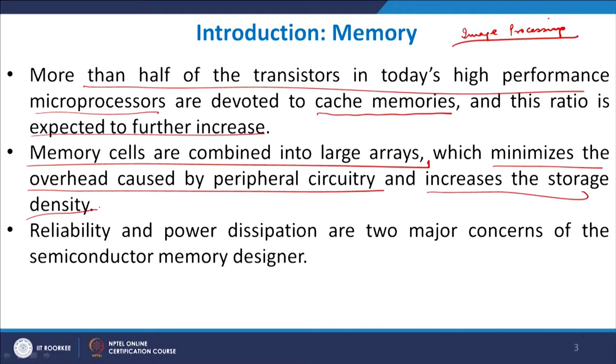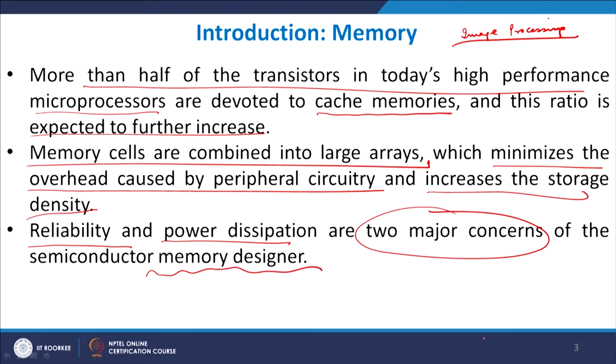The two important problems in a semiconductor design are, first, reliability, and second, power dissipation, and these are the two major concerns of a memory designer. When I say reliability, I mean: are you able to reliably retrieve the value of the data from the memory core to the external port, or reliably write the value of the external data onto the memory? What is your access time, what is the time taken to retrieve the data, and so on and so forth.